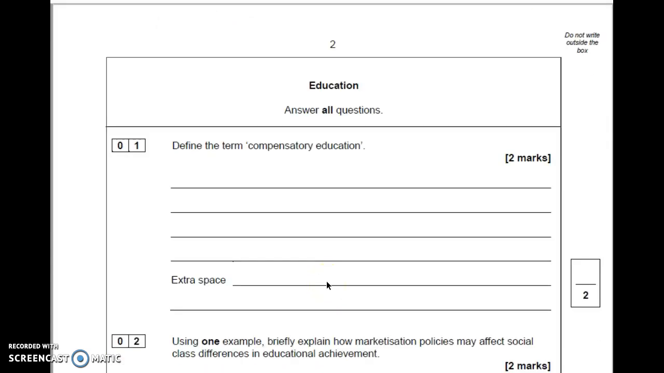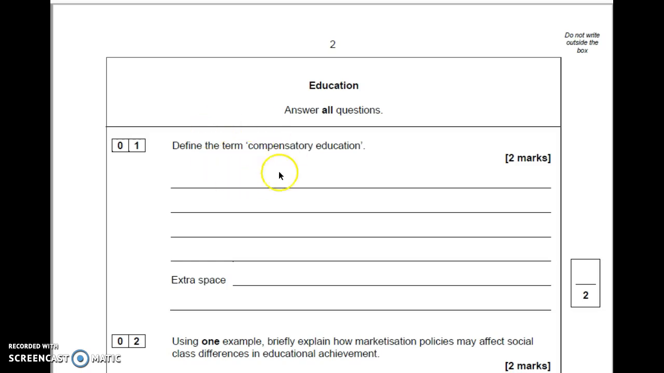Okay, so as you turn over, your first question. Now your first question is always a define question. It's the same on the other paper, and they want you to give a definition. Now what I would recommend is that you write in full sentences and you make sure that you define rather than just reword the question.